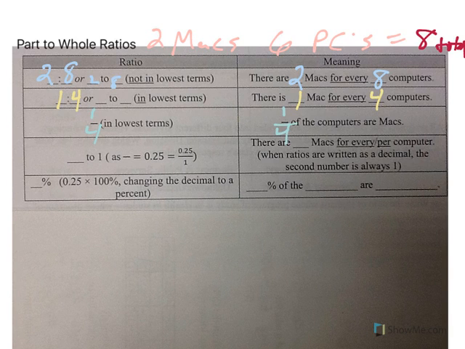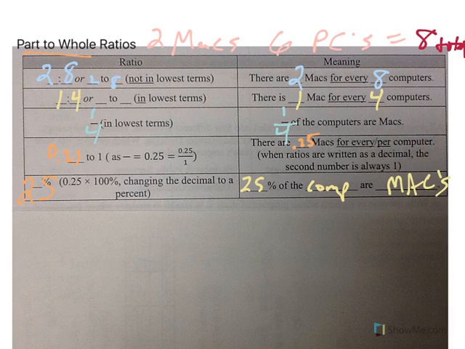Well, let's change it to a decimal. When you change it to a decimal, 1 divided by 4 is 0.25. So there are 0.25 Macs per computer. Because it's part-to-whole, remember, part-to-whole is the only time you can write it as a percentage. So 0.25 is the same as 25%. So that means 25% of the computers are Macs, because the 25% of the total is the part.